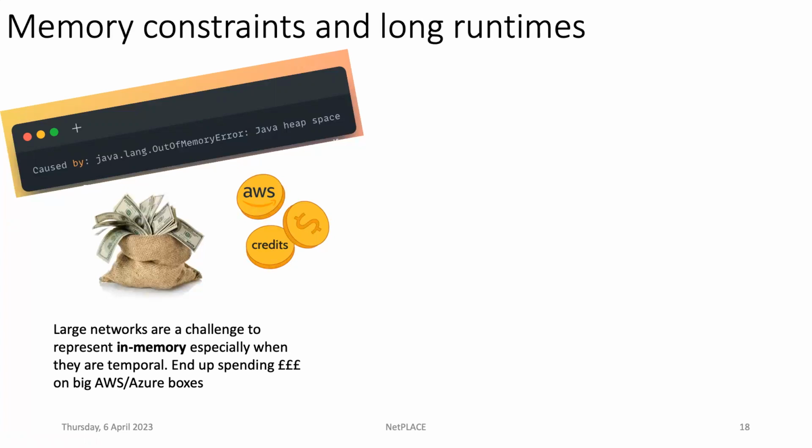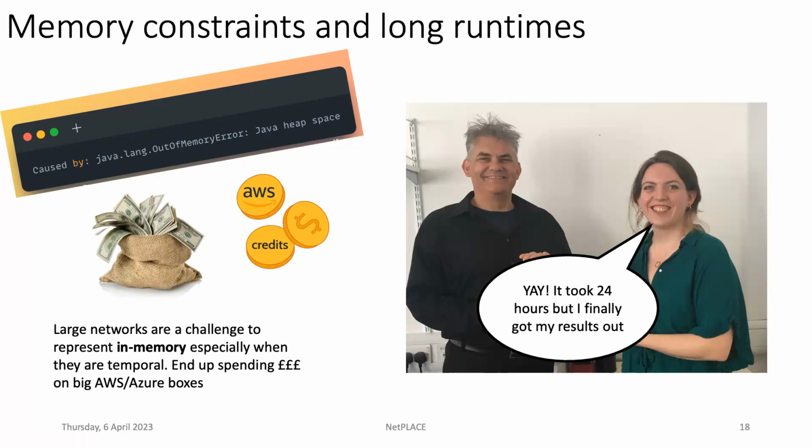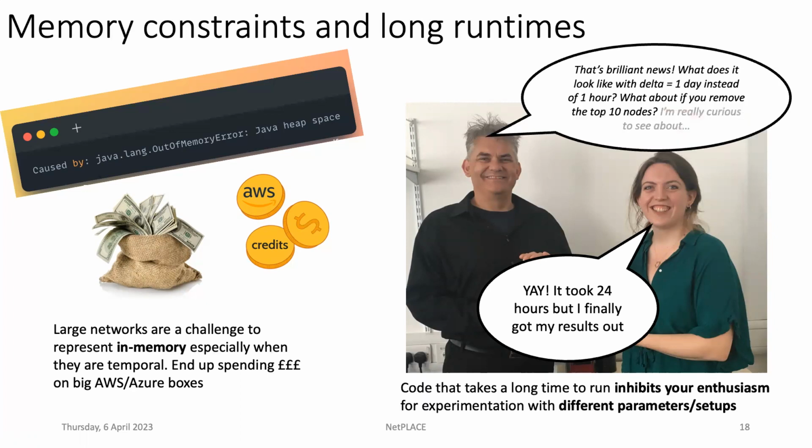Another thing is that when you have an algorithm or a program running on a network and it's very, very slow, the first time I actually got it to work at all it took over 24 hours. Finally I'd managed to get some results. I brought that to the group chat we had about the paper, and everyone was very excited. But then the questions came in very quickly: what does it look like with a delta of 1 day instead of 1 hour? Or should we try the same thing with the top node removed? Or what about over these different time periods instead?